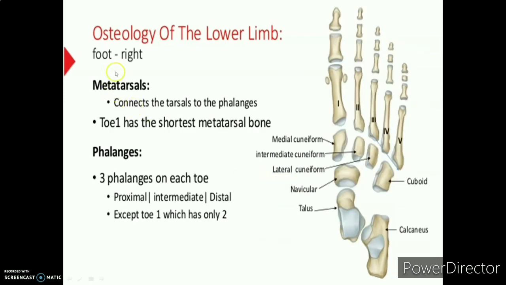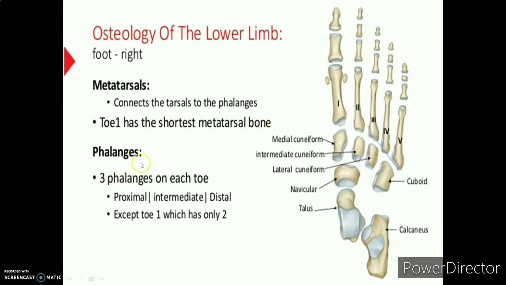Next is the metatarsals. The metatarsals connect the tarsal bones to the phalanges. Phalanges are the finger bones. You can find the metatarsals medially, and there are 5 metatarsal bones: 1, 2, 3, 4, 5. The first toe, the great toe, has the shortest metatarsal bone.